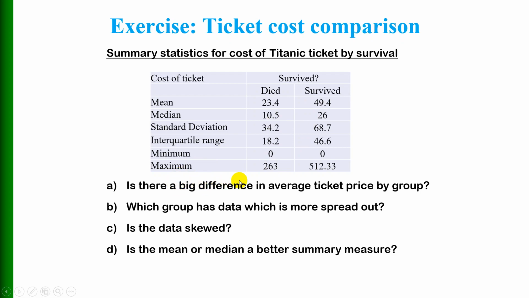Is there a big difference in average ticket price by group? Which group has data which is more spread out? Is the data skewed? Is the mean or median a better summary measure? Think on these questions and come up with the answers. These are exercises for you.